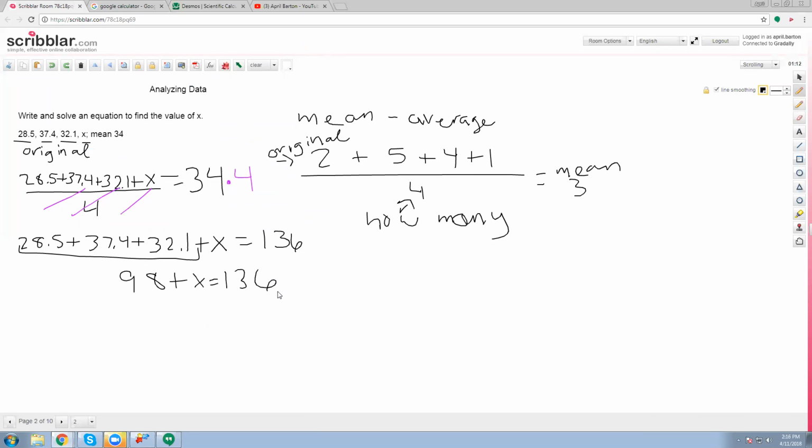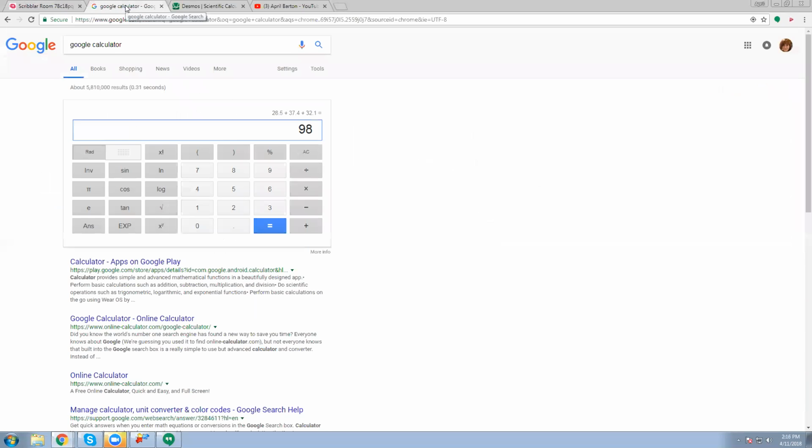So now we want to do the opposite again to get rid of the 98. So what opposite should we do to get rid of that 98? Good. Thank you, Karen. Subtraction. I'm going to minus that 98. It's the opposite, so it gets rid of it. So 136 minus 98 is 38.